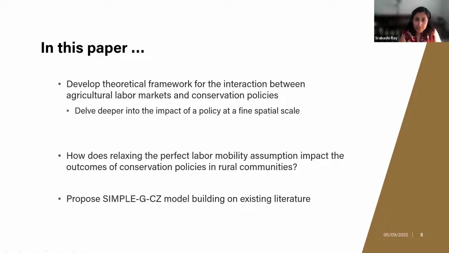Next, in this paper, we evaluate how relaxing the perfectly elastic labor mobility assumption impacts the outcome of conservation policies in rural communities. So we look at outcomes such as wage changes, employment changes, how much land or water or irrigated land is actually conserved, stuff like that. And finally, we propose a novel model called the Simple G Commuting Zones model, so CZ model, building on the existing literature, and I'll describe that in more detail next.